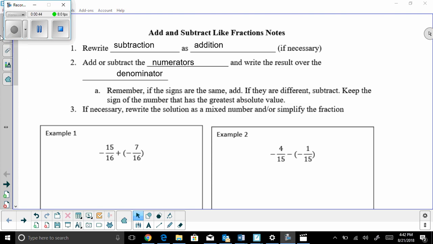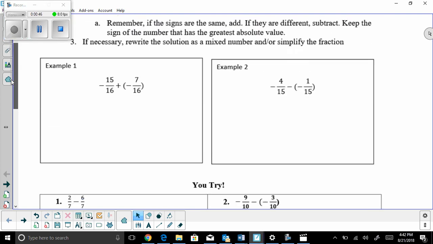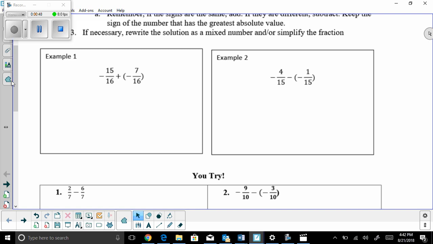So let's do 2 examples. Example 1, I'm adding negative 15/16 plus negative 7/16. There's no need to rewrite subtraction as addition because this problem is already an addition problem. Because they have the same sign, I am going to add the numerators. So same sign, we need to add.